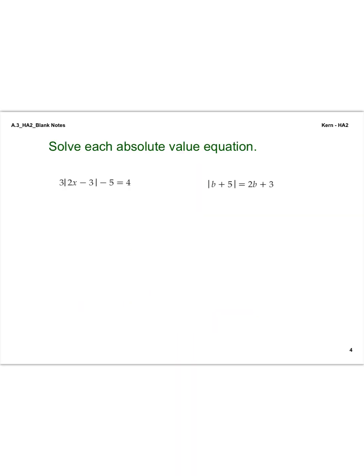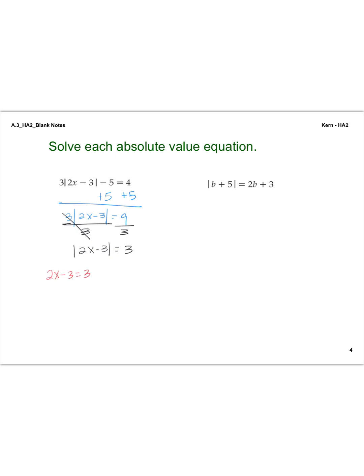All right, so we have two more problems here. What you want to do is isolate the bars. So we're going to add 5 to both sides. So we have 3 times the absolute value of 2x minus 3 equals 9. Never, ever distribute this number in. Absolute value bars are different than parentheses. So we're actually going to divide both sides by 3 to get rid of it. Now I have the absolute value of 2x minus 3 equals 3. Never distribute. If you need to write that down, do it. Never distribute. So we're isolated.